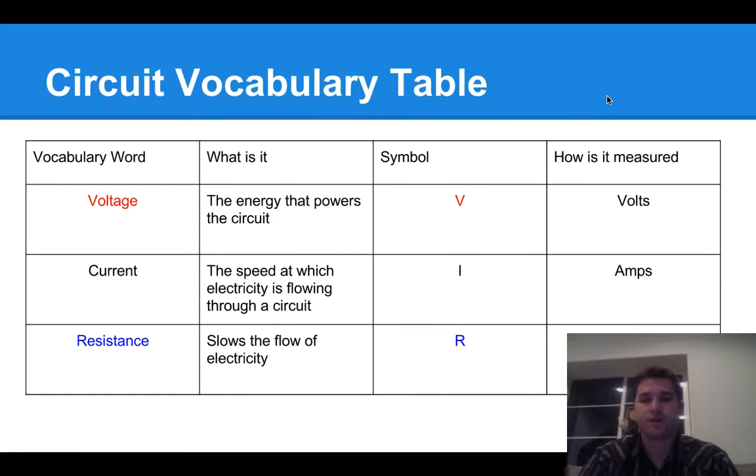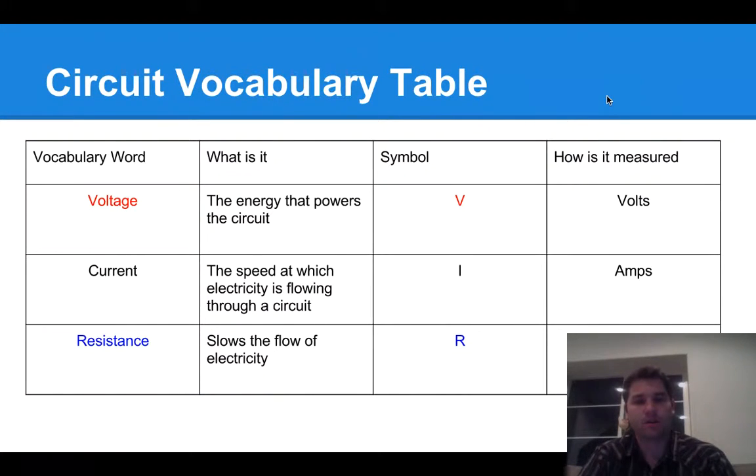And it's measured in amps. Okay, current is measured in amps. So if we want to measure the current of a circuit, there's actually something called an ammeter that we would attach to the circuit, and it would tell us how many amps, how much current was flowing through the circuit.